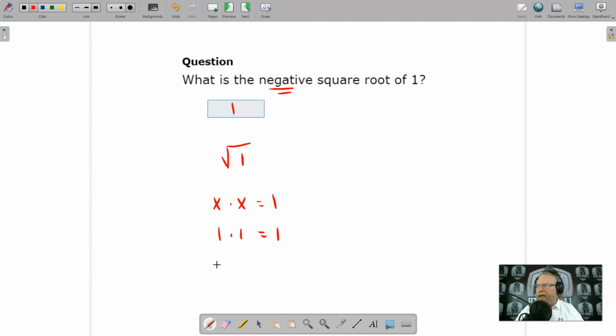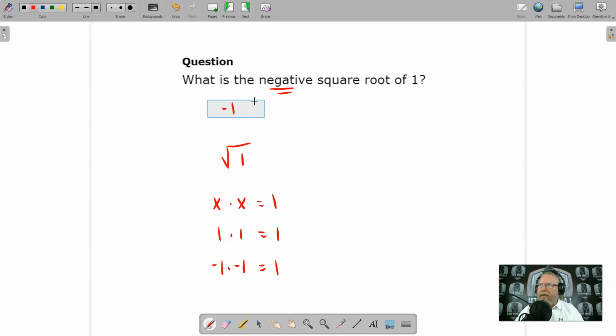Well, let's think about this. What about negative 1 times negative 1? What does it equal? Well, it equals a positive 1, because 1 times 1 is 1. Negative times negative is a positive. So in this case, we could have negative 1. So you'll realize that square roots can have either a positive or a negative value.